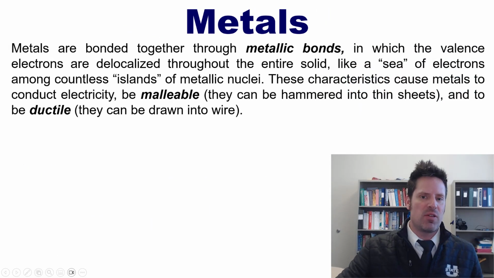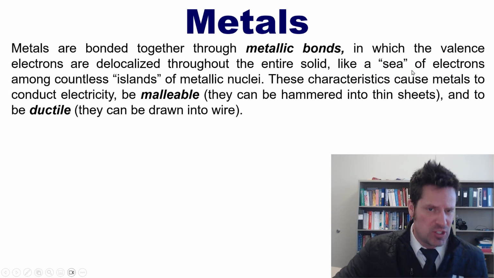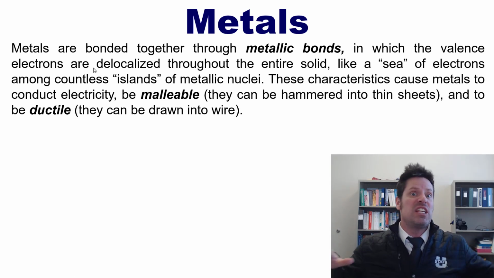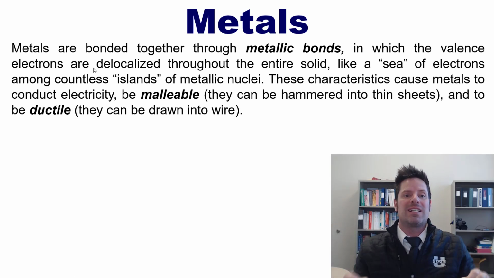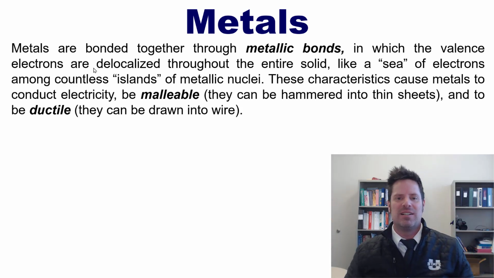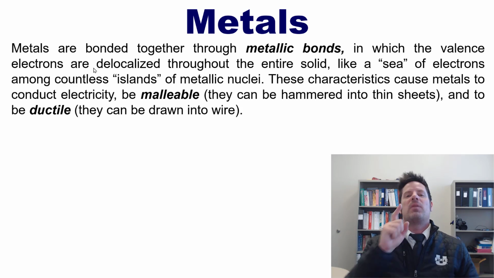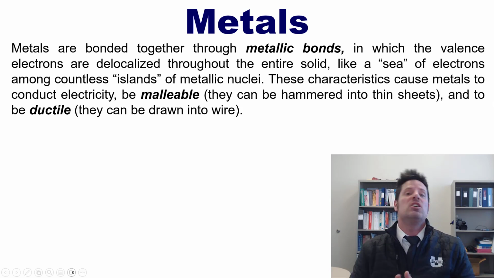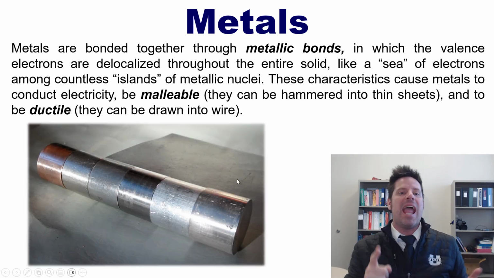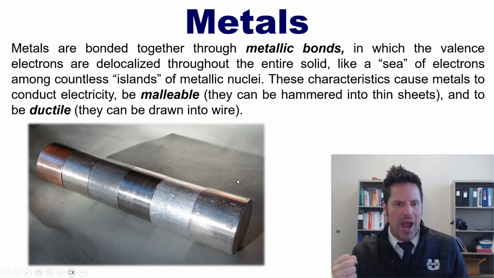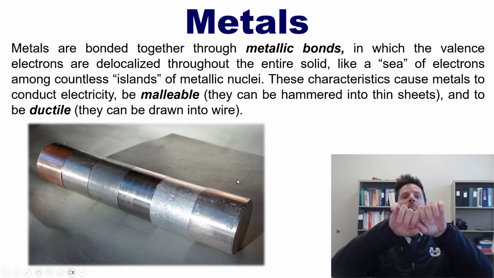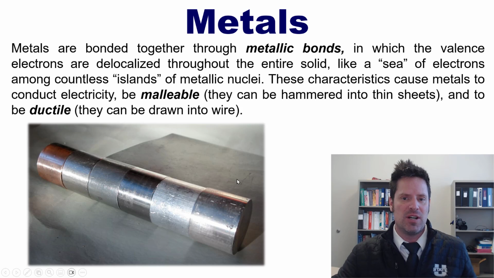So metals are bonded together through metallic bonds, in which, as I just described, the valence electrons are delocalized across the entire solid like a sea of electrons flowing over countless islands that are each the individual nuclei of the metals. Anyway, the point is these characteristics cause metals to be able to conduct electricity, to be malleable, that is, they can be hammered into sheets, and to be ductile, which means they can be drawn into wire. So you can bend and draw out metals in different ways to shape them that won't cause them to break apart and be brittle, like other compounds.